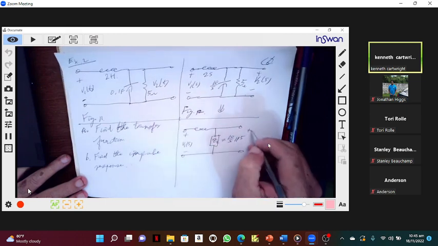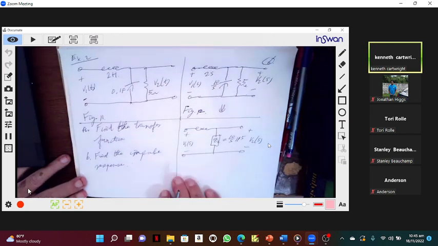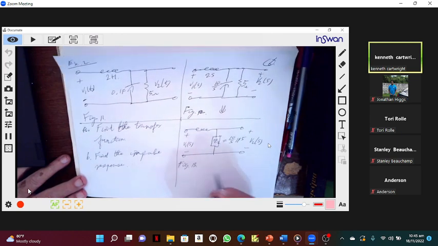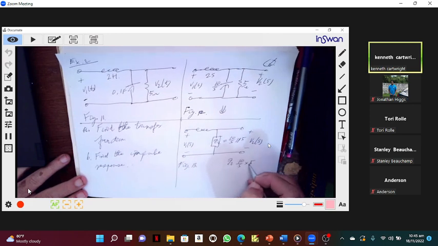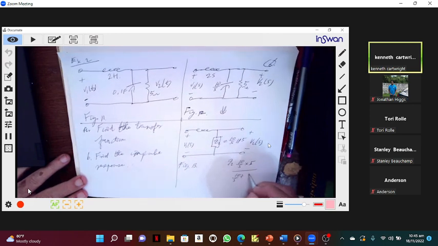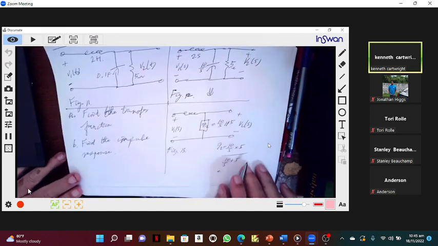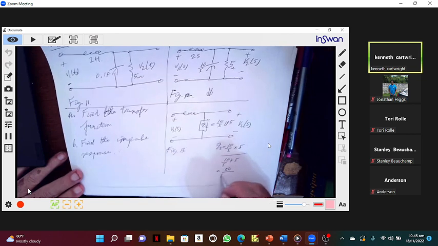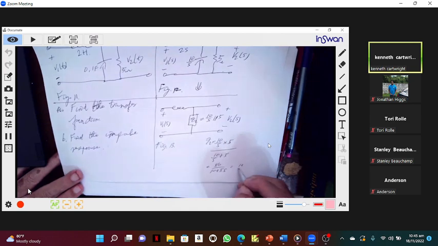I mean, you should know this from 110. So Z2 is 10 over S times 5 over 10 over S plus 5. Multiply top and bottom by S: 50 over 10 plus 5S. Divide top and bottom by 5. Okay.